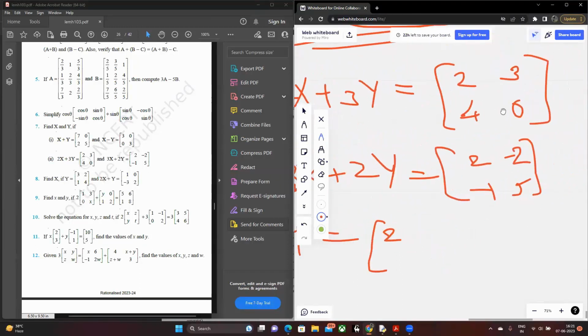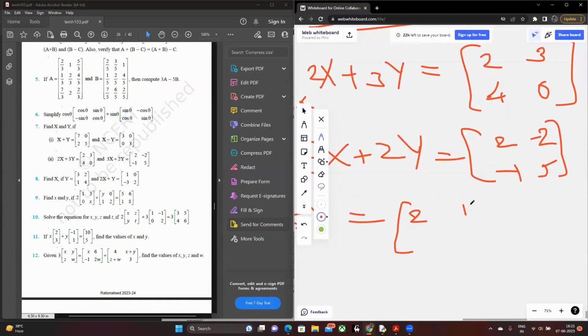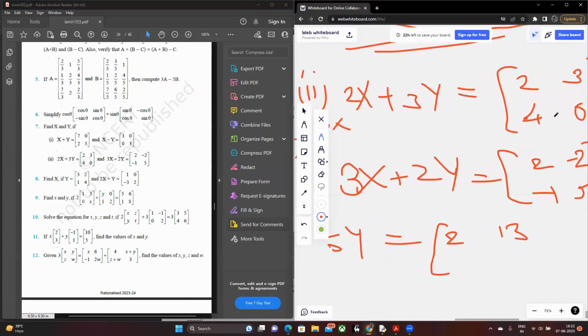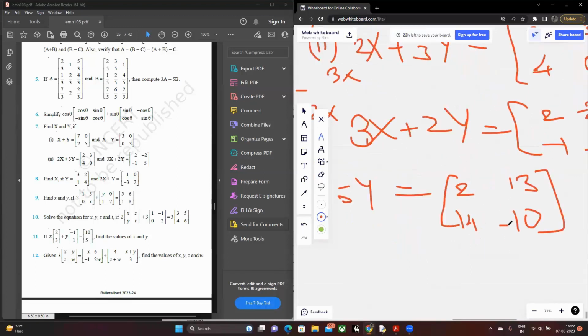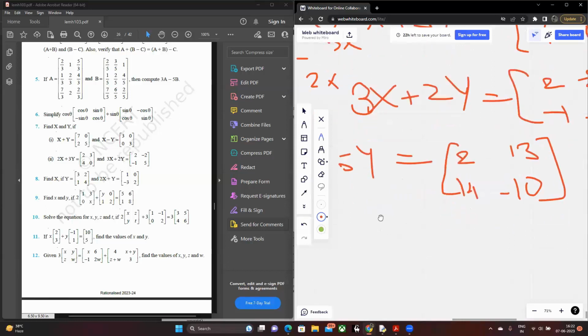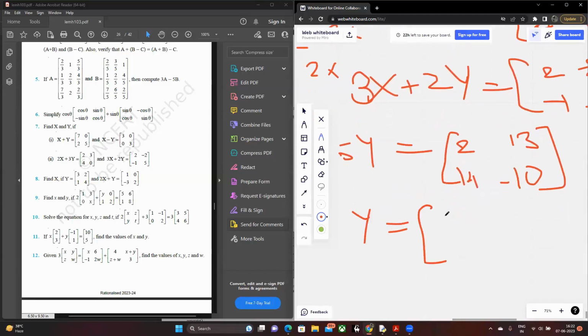Then you have 3 into 3, 9, plus 2 into 2, 4, that is going to be 13. Over here you have 3 into 4, 12. You have 2 into minus 1, that's minus 2. Since there's a minus, it's going to become 12 plus 2, that's 14. And this 0 is going to be 2 into 5, that's 10, and there's a minus. So this is going to be 5 times y. So y is going to be basically 2 by 5, 13 by 5, 14 by 5, and minus 2.